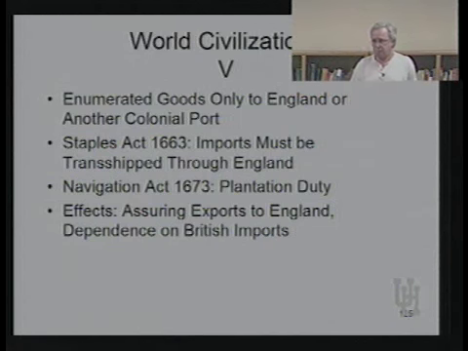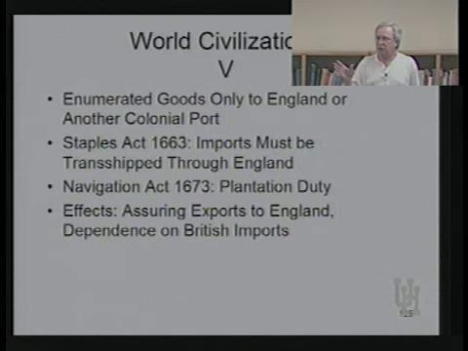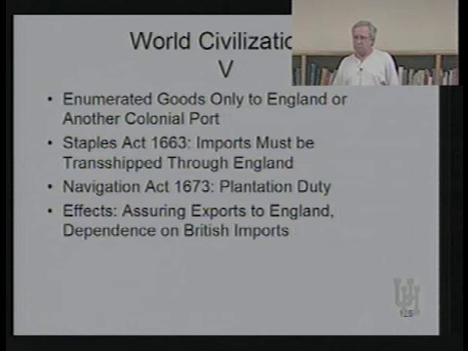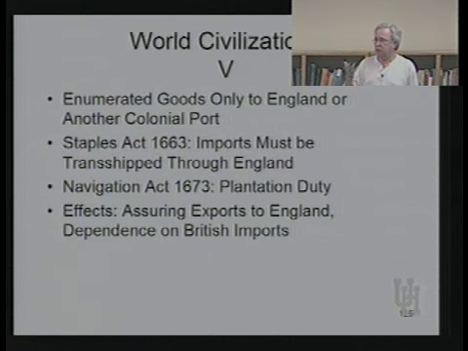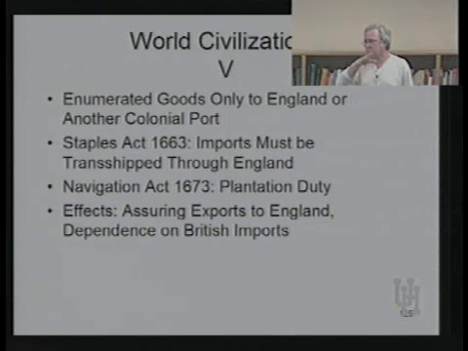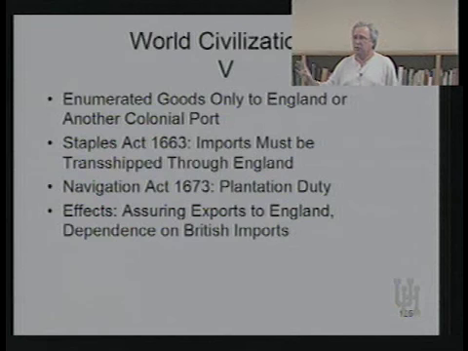Certain goods, such as tobacco and indigo, which is a dye, could only be sent to England or another colonial port. So if in Virginia you're producing tobacco and you want to export it, there are only two areas you can export it to, either one of the other American colonies or back to England. That's what the enumerated goods are about. It's another way of limiting what people can do with their products, ensuring that the American colonies are only going to trade with England.